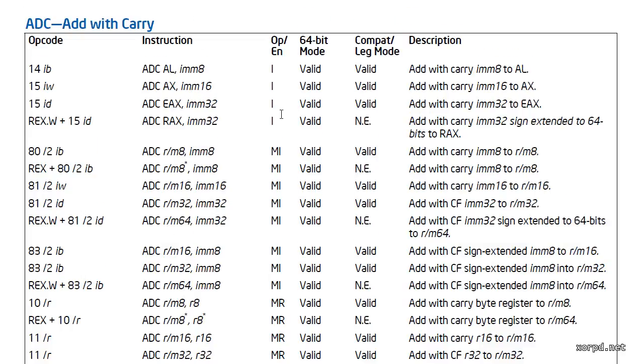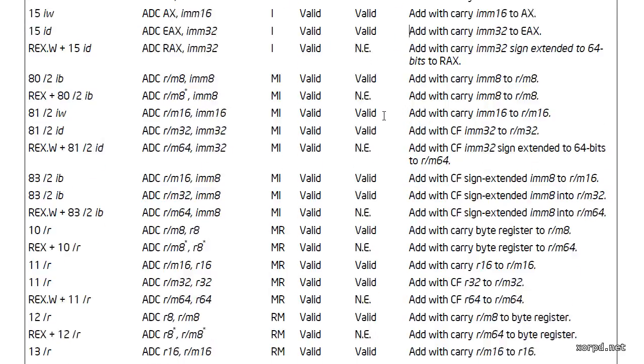We continue to the description. Let's look at an example of this instruction. It looks really familiar, 32 bits. It says add with carry IMM32, which is immediate of size 32 bits, to EAX. Well, this doesn't say much because this is just the name of the instruction, add with carry. Let's move on.